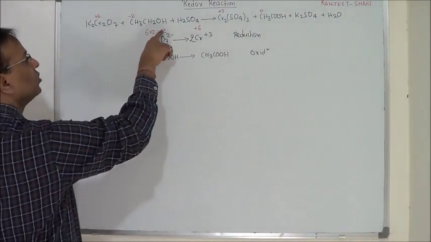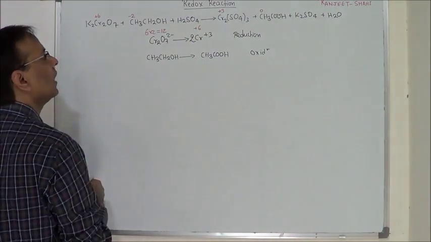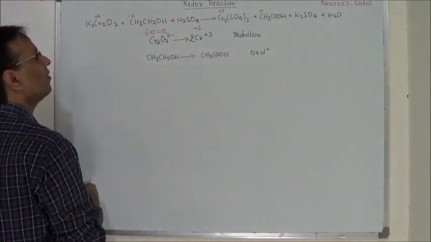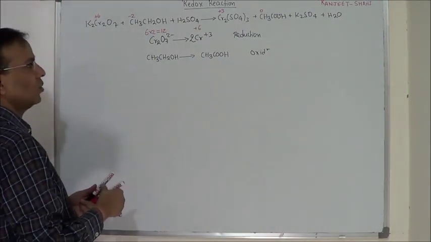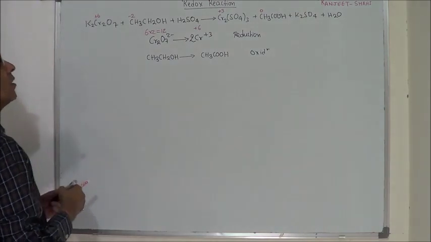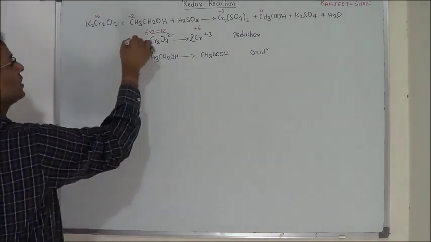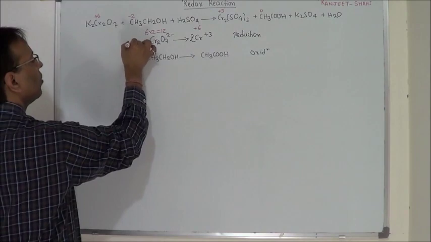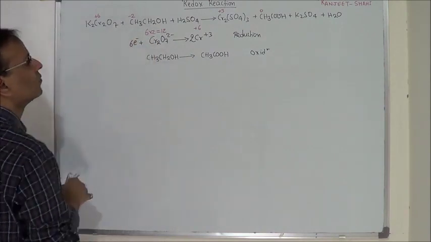So 12 to 6, difference of 6. Difference in oxidation number is balanced by adding electrons on the side higher in oxidation number. So 6 electrons will be added this side.